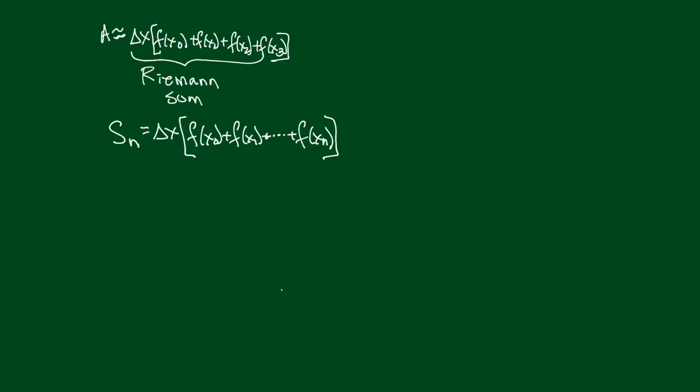Does that make sense? So I'm going to take the sum using n rectangles. So I'll get the delta x, right? That's the length of the base, times the height of the first rectangle plus the height of the second rectangle plus dot dot dot plus the height of the very last rectangle. So I've got n rectangles in here altogether. Now this is the Riemann sum.